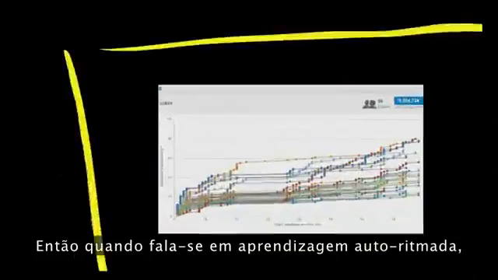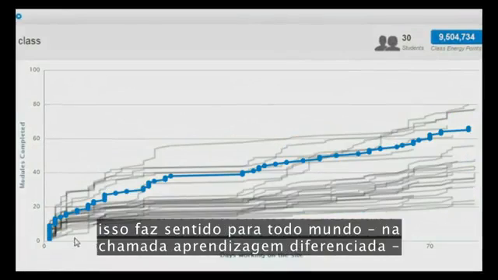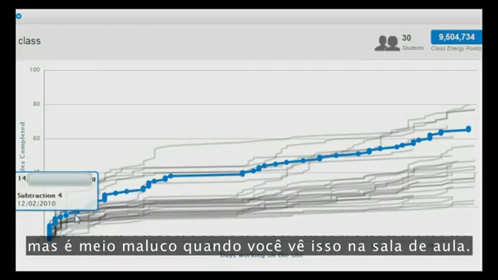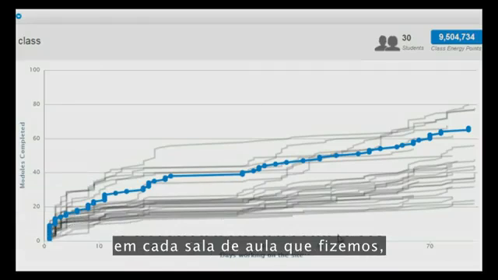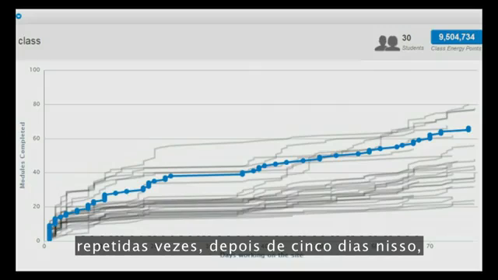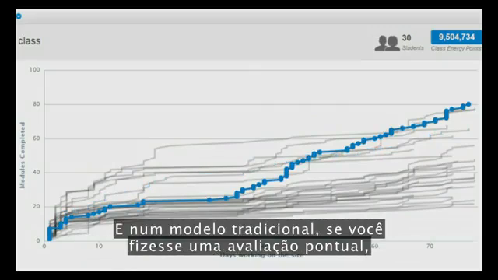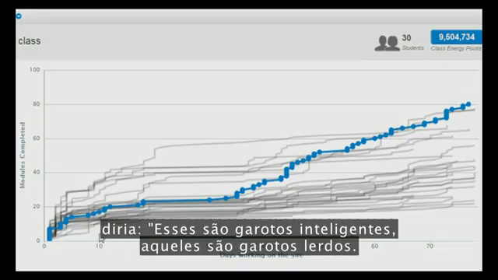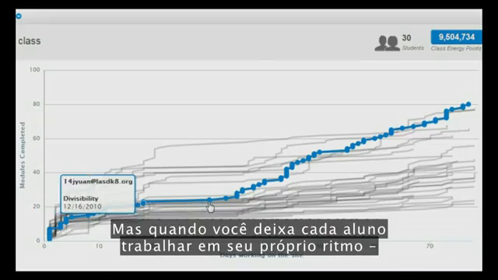So, when you talk about self-paced learning, it makes sense for everyone. In education speak, differentiated learning. But it's kind of crazy what happens when you actually see it in a classroom. Because every time we've done this, in every classroom we've done, over and over again, if you go 5 days into it, there's a group of kids who've raced ahead, and there's a group of kids who are a little bit slower. And in a traditional model, if you did a snapshot assessment, you say, oh, these are the gifted kids, these are the slow kids. Maybe they should be tracked differently. Maybe we should put them in different classes.